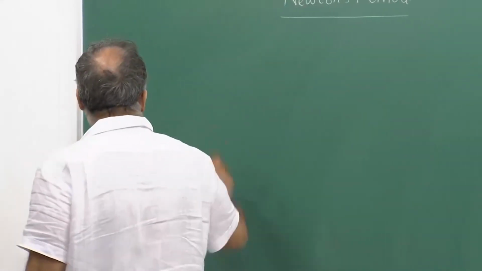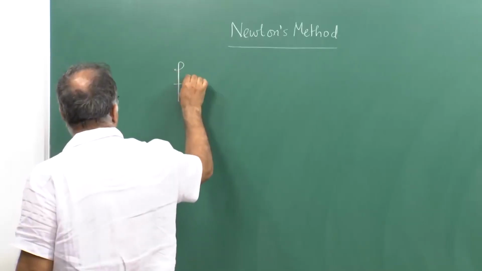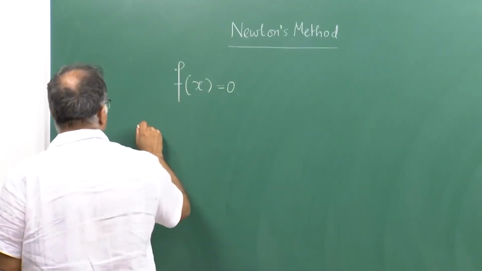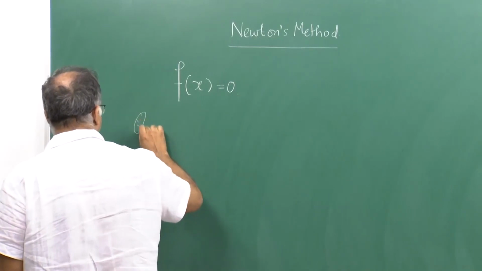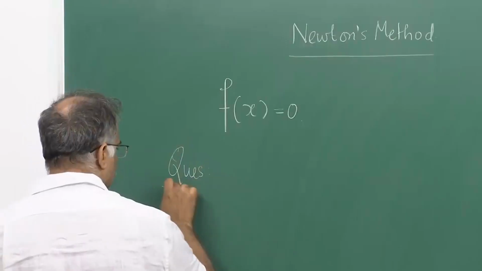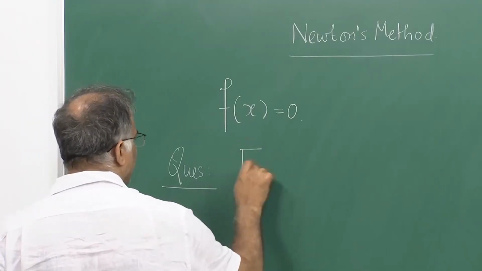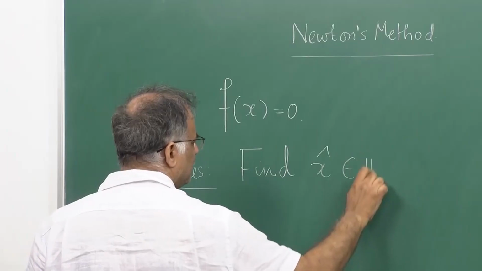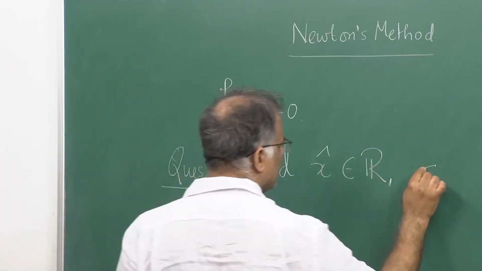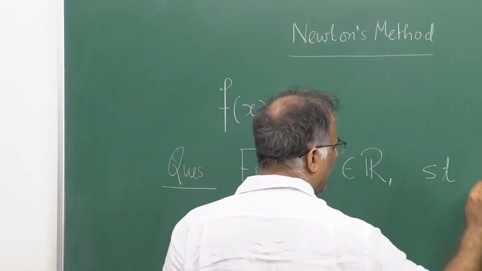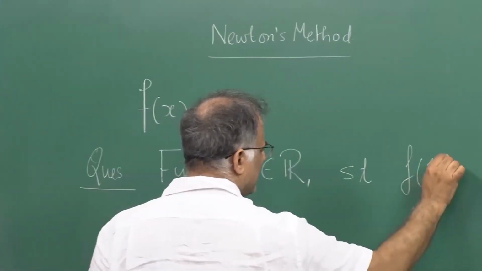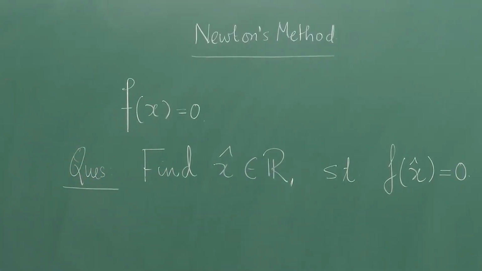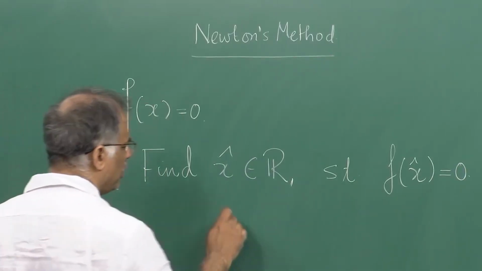Today we are going to talk about how to solve f(x) equal to 0. So, the question is, find x hat in R such that f of x hat equals 0, where f is a function from R to R.